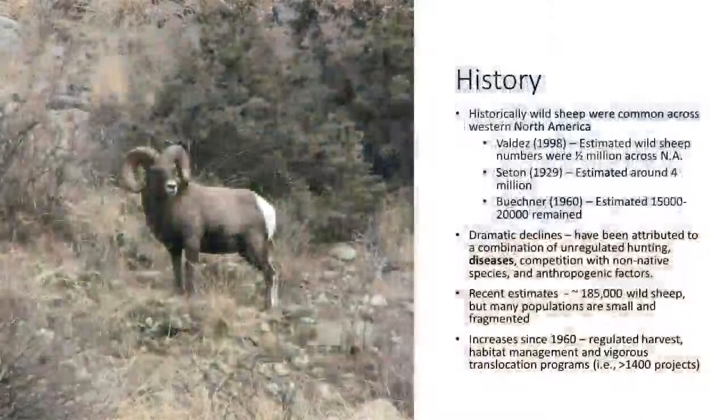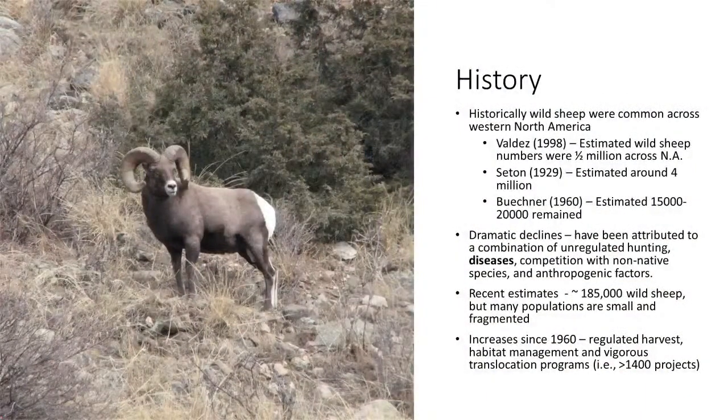So to understand why we're working on this species, you need to know a little bit about the history. Pre-European settlement, there are various estimates, but anywhere from 500,000 to 4 million animals were believed to be roaming Western North America. By the 1960s, the numbers had declined significantly to around 15 to 20,000. So this is a huge decline. These declines were attributed to a whole host of different factors, including overhunting, diseases, which will be our focus today, competition with non-native species, and different anthropogenic factors, like fire suppression, for example.